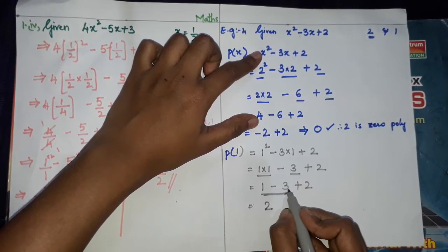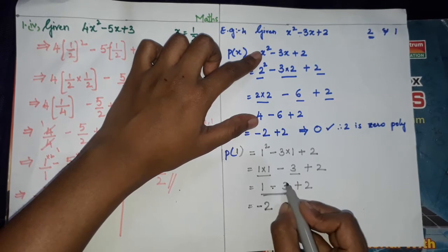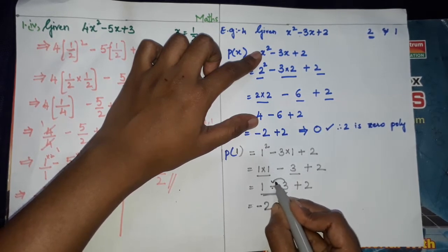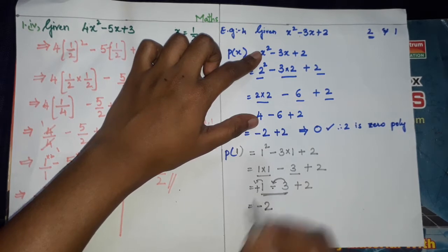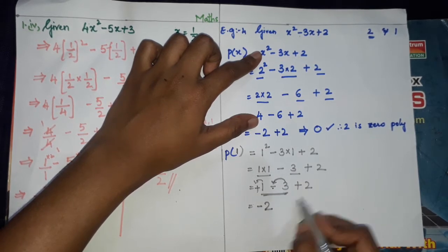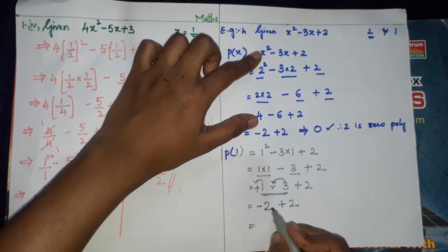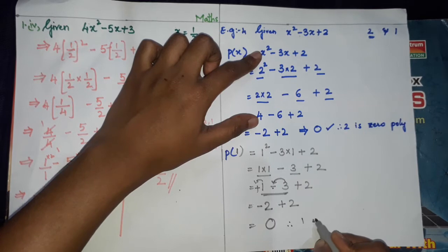Which is the biggest number? 3. What is the sign for it? Minus. See here, this number's sign is this one. What is the sign when nothing is written, children? Nothing there means plus. So plus will be the sign. Plus 2 as it is. Minus 2 plus 2 will give you 0. Therefore, 1 is also a 0 polynomial.